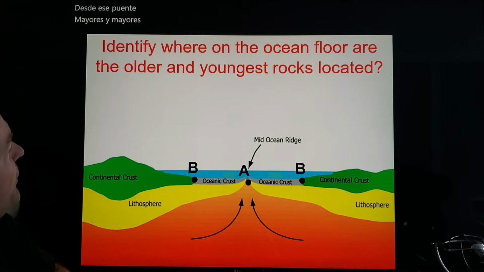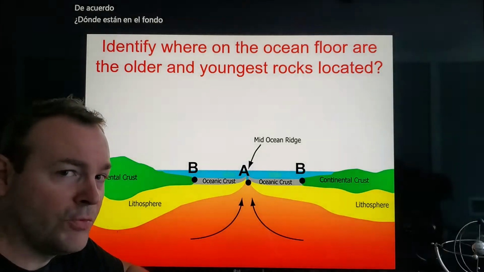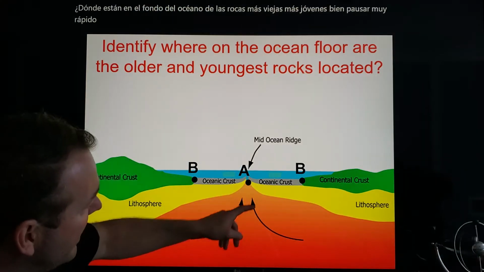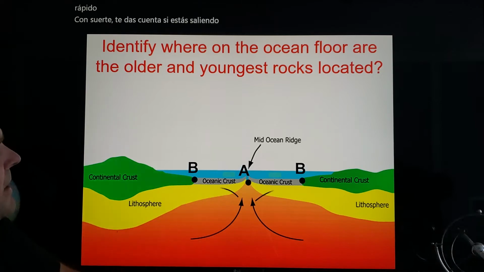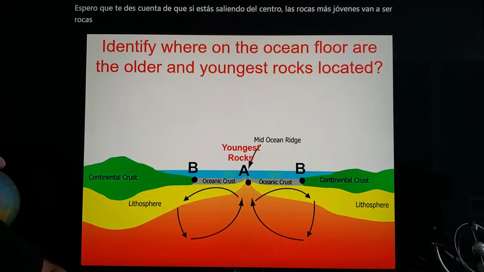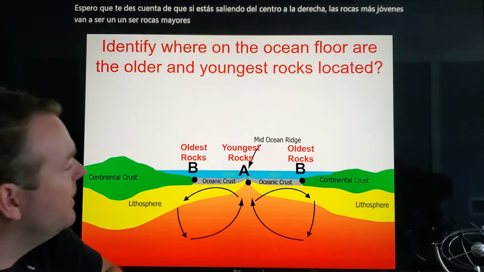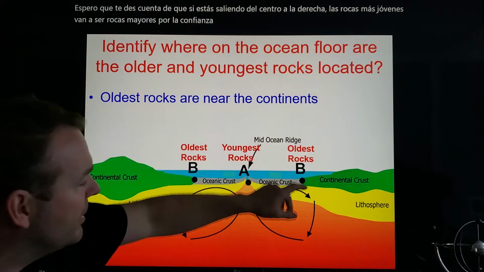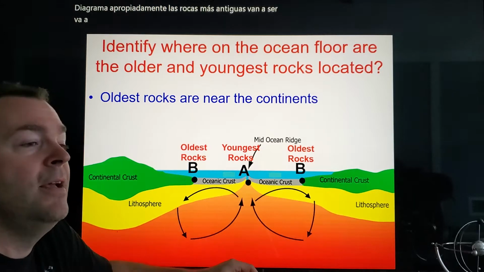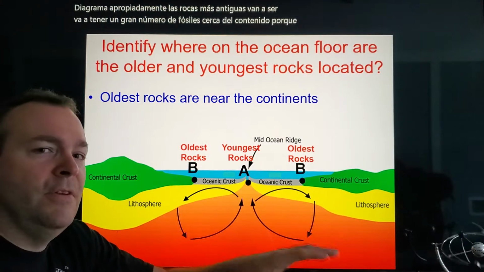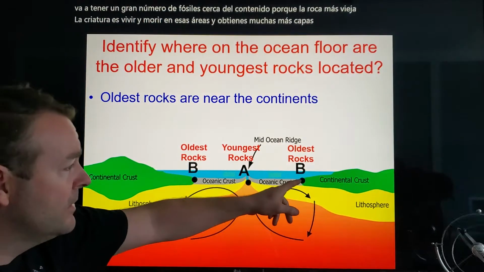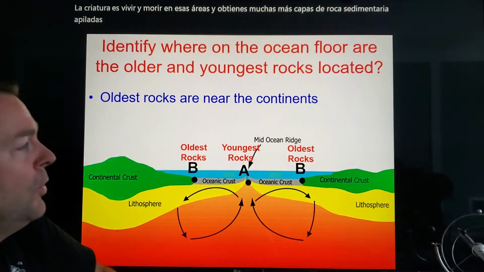Where on the ocean floor are the older and younger rocks? Well, pause real quick, pencil it in. Hopefully you realize if you're coming out in the center, right, your younger rocks are going to be at A, and your older rocks by the continents at B. Okay, so label your diagram appropriately. The oldest rocks are going to be near the continents. You're also going to have the greatest number of fossils near the continents because older rock, there's been more time for creatures to live and die in those areas, and you get a lot more layers of sedimentary rock piled up because this rock is many, many millions of years old. Okay?